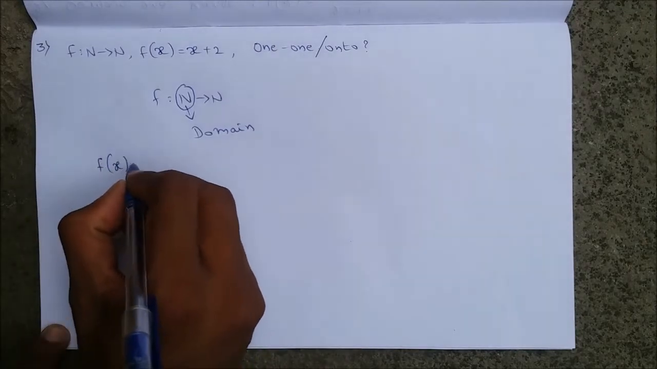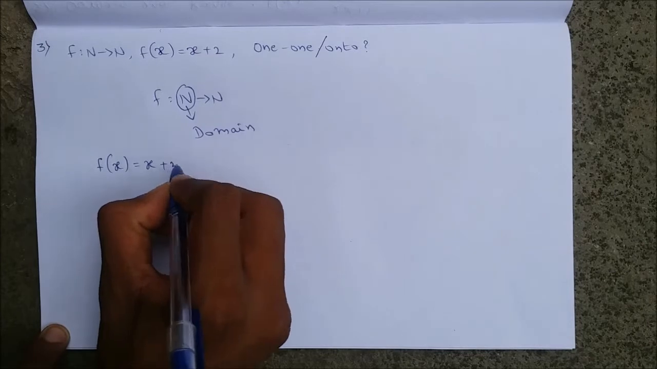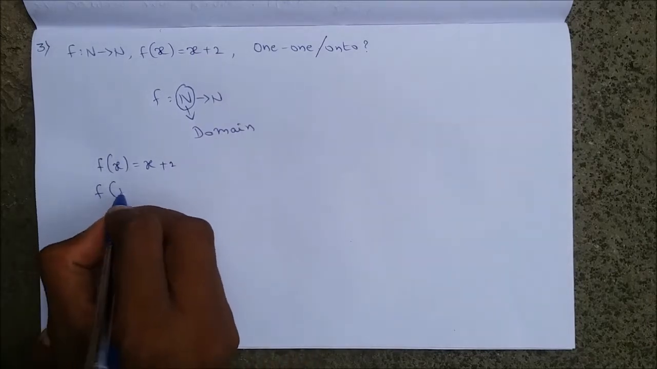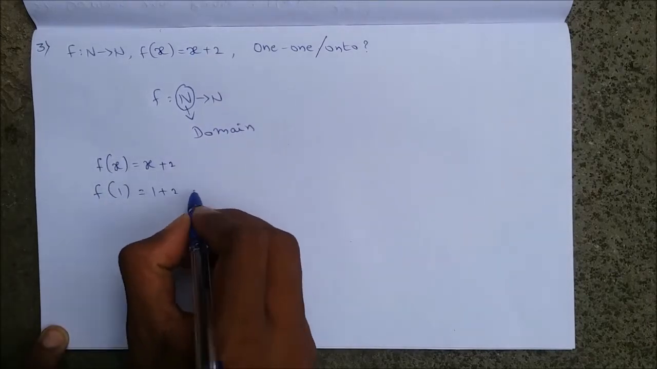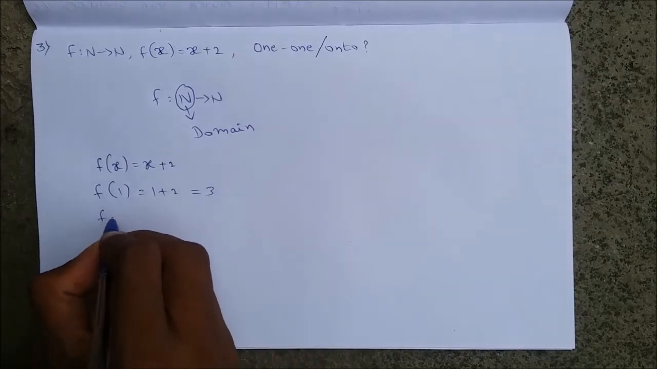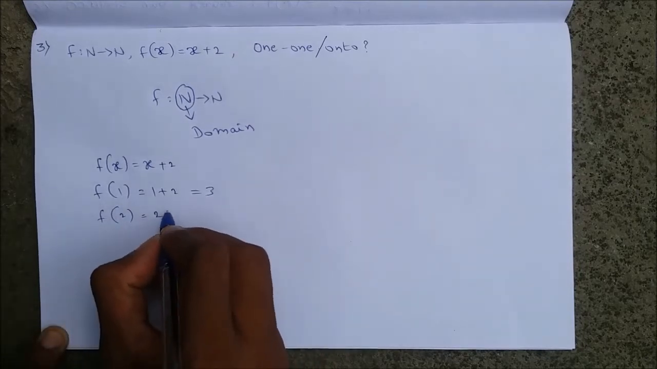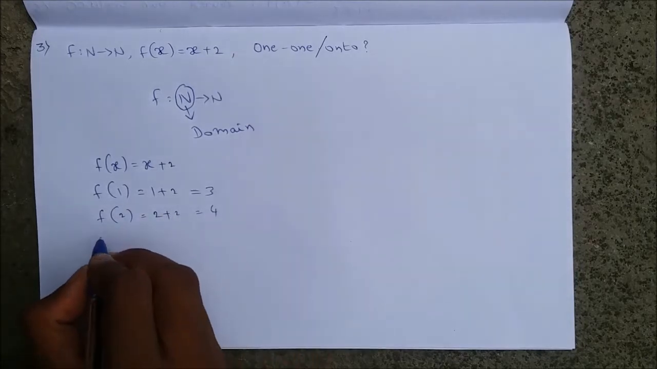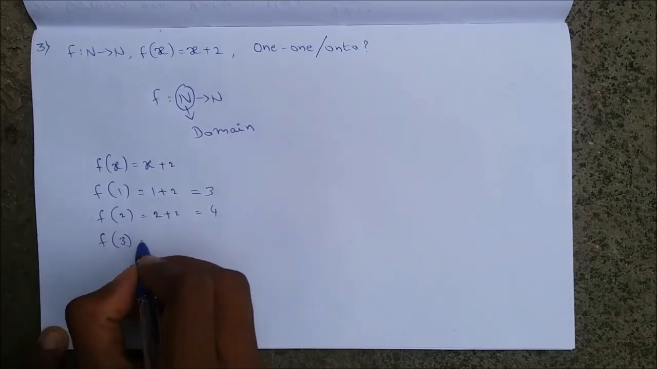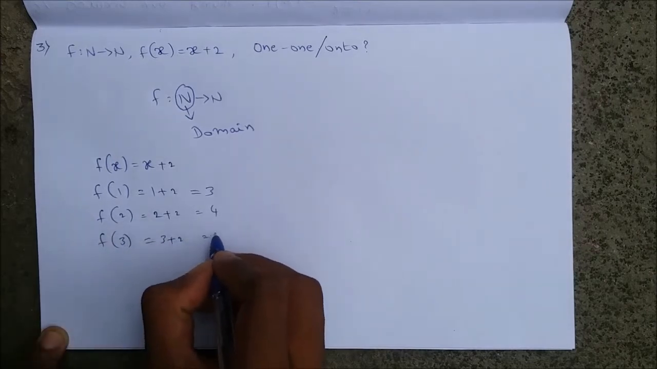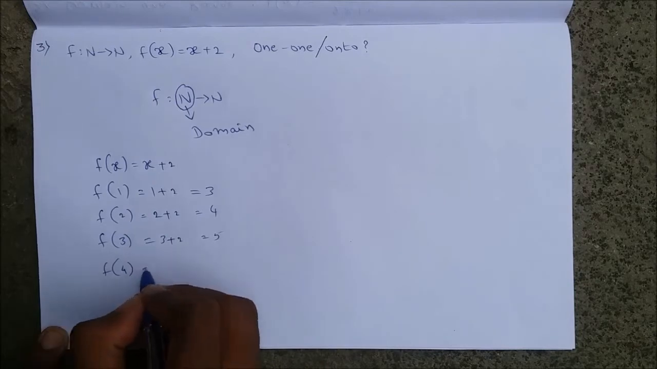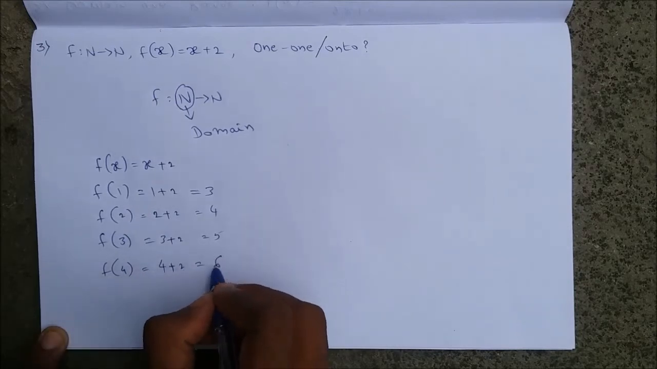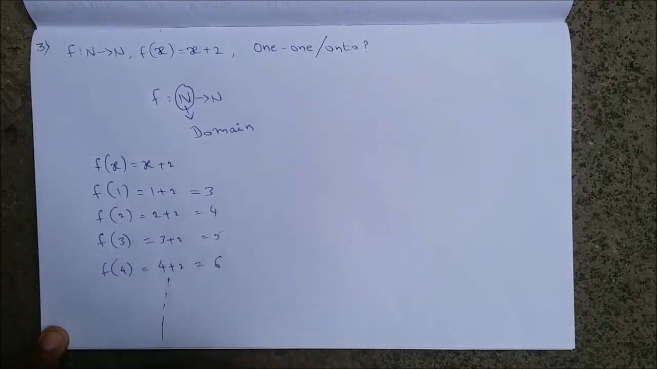f of x is given as x plus 2. If I am substituting 1, f of 1 is equal to 1 plus 2, that is nothing but 3. f of 2 is equal to 2 plus 2, nothing but 4. f of 3 is nothing but 3 plus 2, which is 5. f of 4 is equal to 4 plus 2, which is 6. If we continue, we will get the same kind of answers.